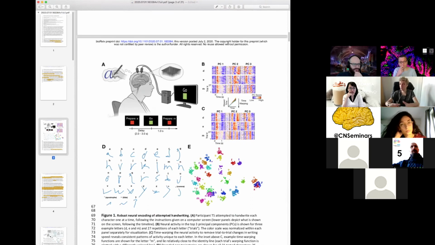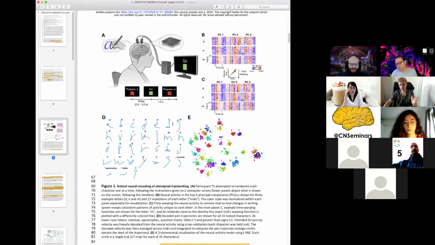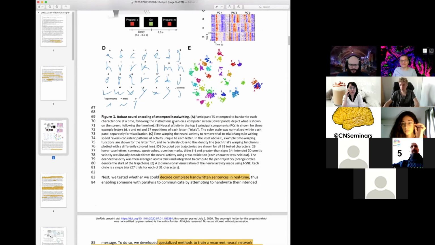But well, this is all well and good, but this experiment here was done like: prepare letter A, go, then prepare another letter, then go, then another letter, then go. So it's not really an ecological environment. It's not something that you would do normally. It was more like a test, a proof of concept, but they did not stop here.